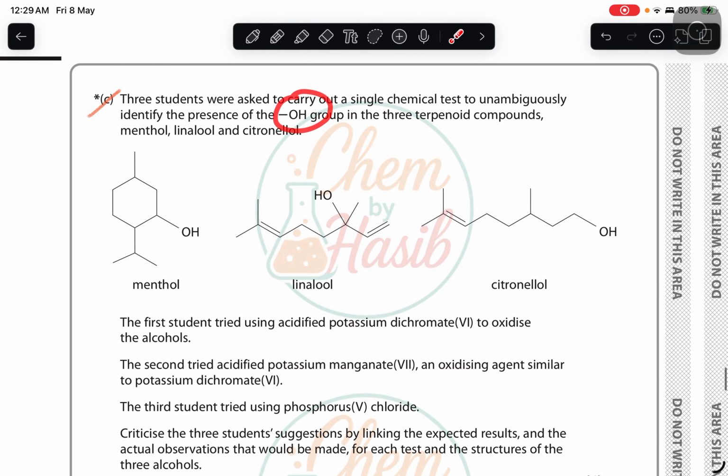First student tried using acidified dichromate to oxidize the alcohols. So this would not totally work, because potassium dichromate will oxidize menthol because it's a 2-degree alcohol. It cannot oxidize linalool because it's a 3-degree alcohol. It can oxidize citronellol because it's a 1-degree alcohol. So using potassium dichromate, you can identify OH in menthol and citronellol and not the OH in linalool.